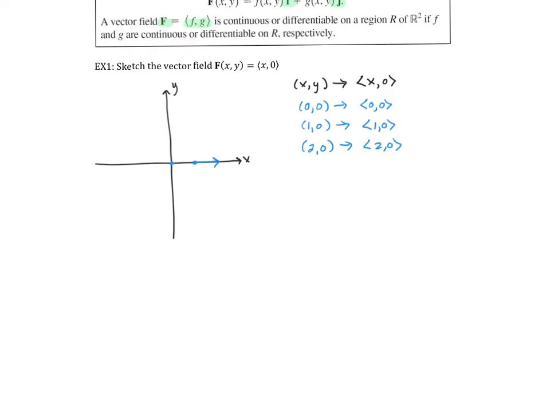So that means when I'm at the point 2, 0, I'm going to go 2 in the x direction, 0 in the y direction. So these vectors that we're drawing do not start at the origin. They start at the point that we're choosing. So for example, if I chose the point 1, 1, the vector that corresponds to that would be 1, comma 0. So at this point 1, 1, I'm going to go 1 in the x direction, 0 in the y. And we can keep doing this. We can keep looking at points. How about 1, negative 1? So I'm going to go to the point x is 1, y is negative 1. Well, that corresponds to the vector 1, 0. So 1 in the x direction, 0 in the y direction.